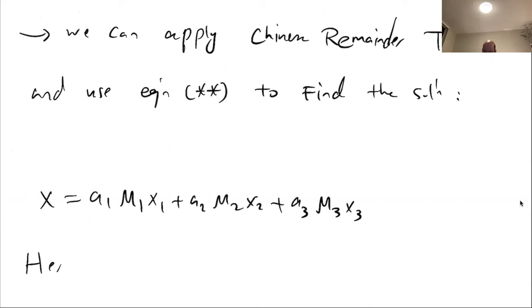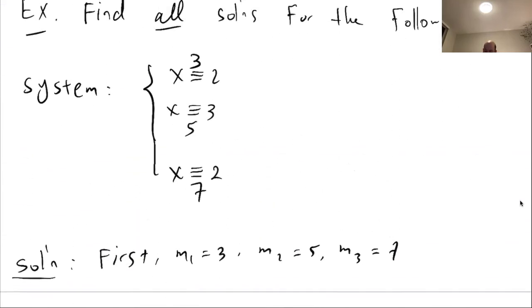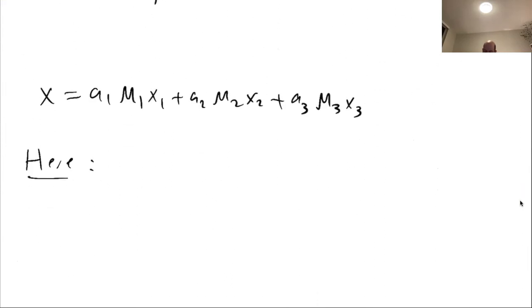So let's see what these numbers are in our case. A1, A2, A3 are the ones given in the question, which are 2, 3, 2 here. So A1 is 2, A2 is 3, A3 is 2. So this one is very easy to find. What about M1, M2, M3? That's also easy to find.